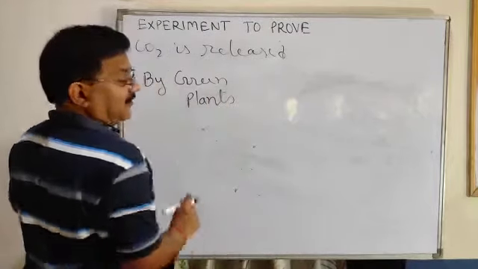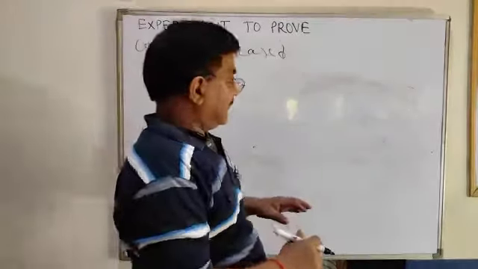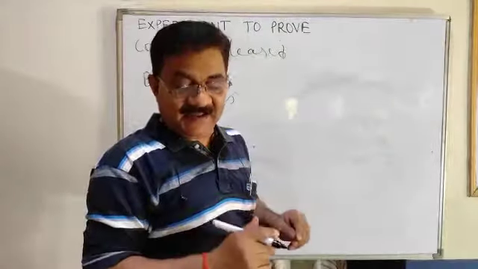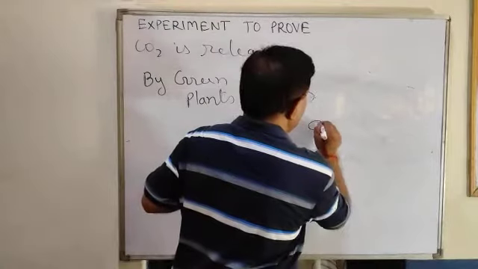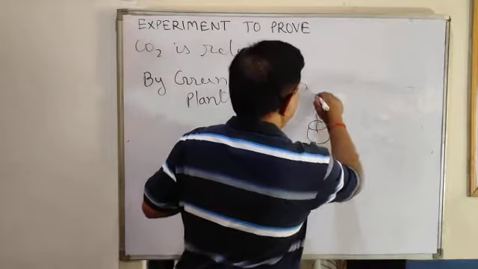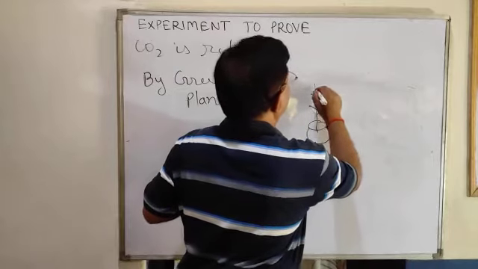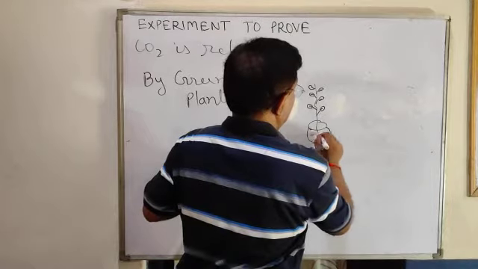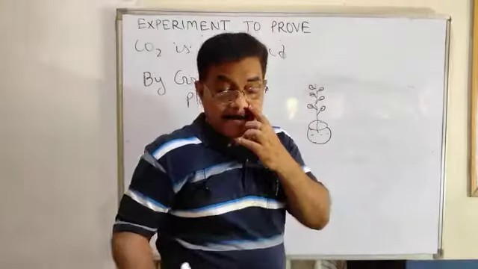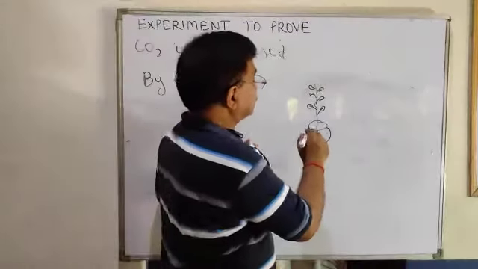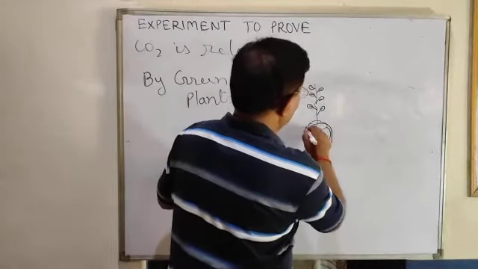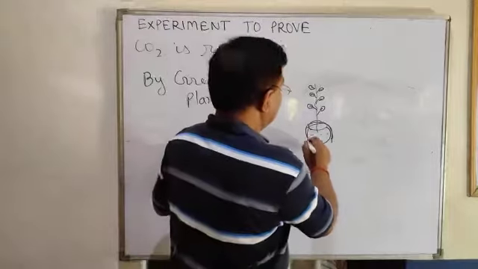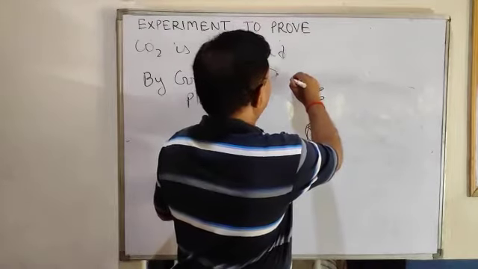Now, in this experiment, let us do one thing. Take a potted plant. Potted plant means the plant which is kept in a pot. This is a potted plant. Now put plastic over this so that the water may not go out by evaporation. Pack it and put a bell jar.